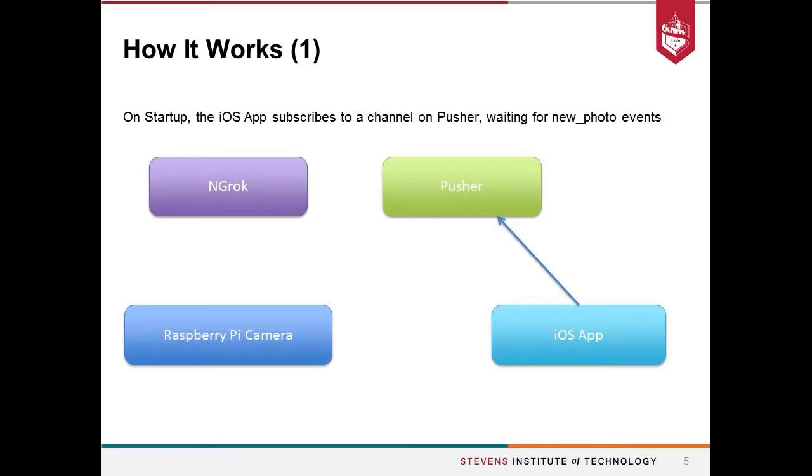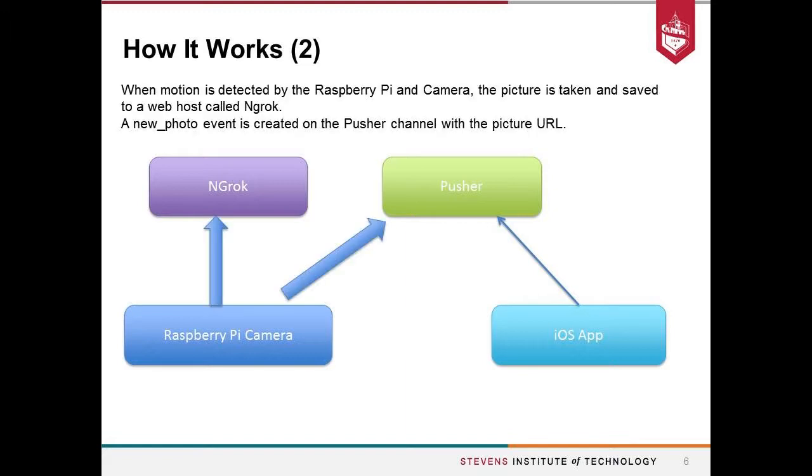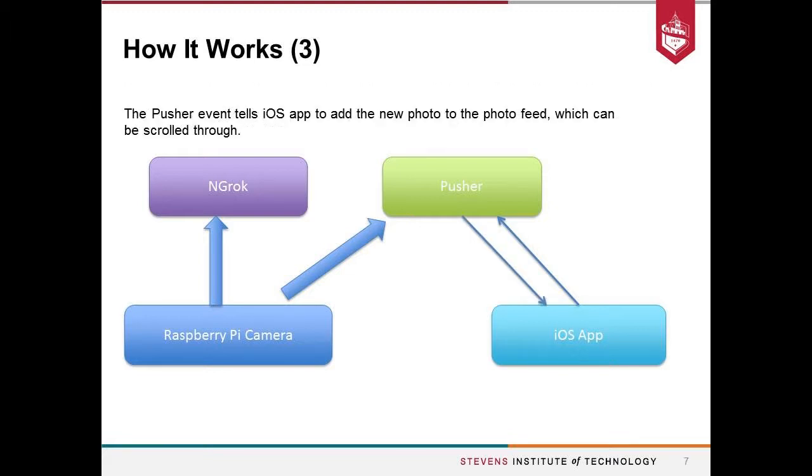On startup, the iOS app subscribes to a channel on Pusher, waiting for new photo events. When motion is detected by the Raspberry Pi and camera, the picture is taken and saved to a web host called ngrok. A new photo event is created on the Pusher channel with the picture URL. The Pusher event tells the iOS app to add the new photo to the photo feed, which can be scrolled through.